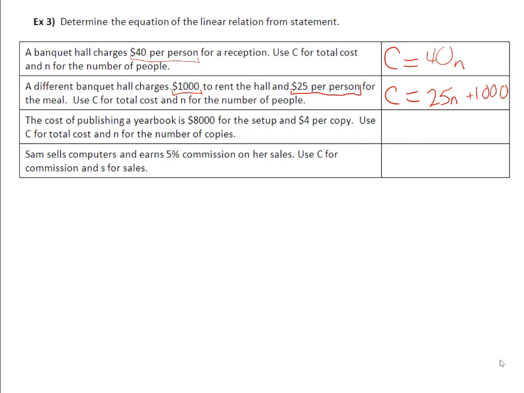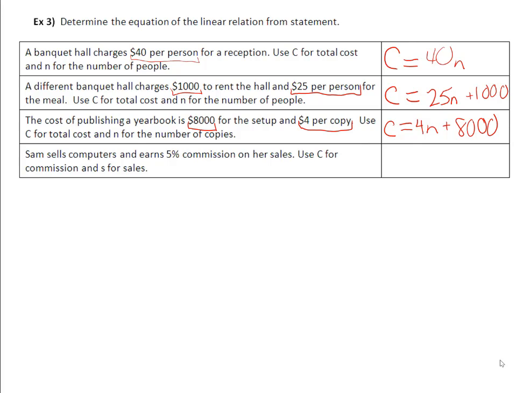Next example, the cost of publishing a yearbook is $8,000 for the setup, and then on top of that, $4 per copy. Use C for the total costs and N for the number of copies. Well, we're going to set it up just like we did before. C equals. How much is our rate of change? Well, per copy. So it's $4 per copy if we have N for number of copies, and then plus our initial value. Well, it's $8,000 just for the setup. So that's our initial value.